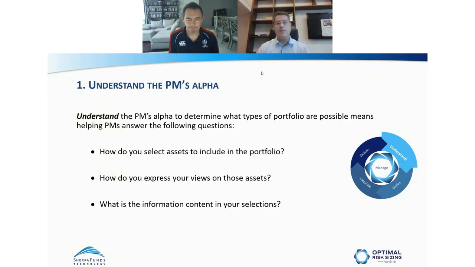So if we were to sum this up in 3 high-level questions, the first thing we need to think about is how do you select assets for the portfolio? Second is how do you express your views on those assets, be that scoring, expected return, or another mechanism? And then third, what is the information content? What's your expectation of those assets? What's your expectation of those scores? What do you expect to see as a bias potentially within your ideas?